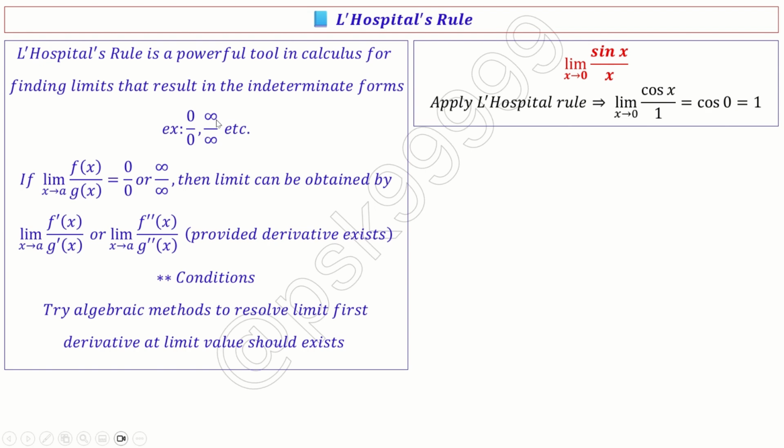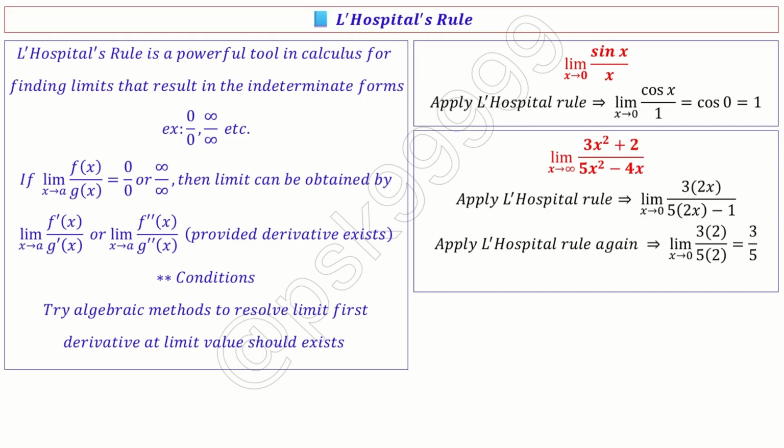Example: the same sin x by x we solved before. Now if I apply L'Hospital's rule, the numerator becomes the differentiation of sin of x, which is cos x, and the differentiation of x with respect to x is 1. So this is as simple as limit x tends to 0 of cos x, which is cos 0, that is 1. Very simple, right? You don't need the sandwich theorem here, but that is a very useful theorem. You have to know it.